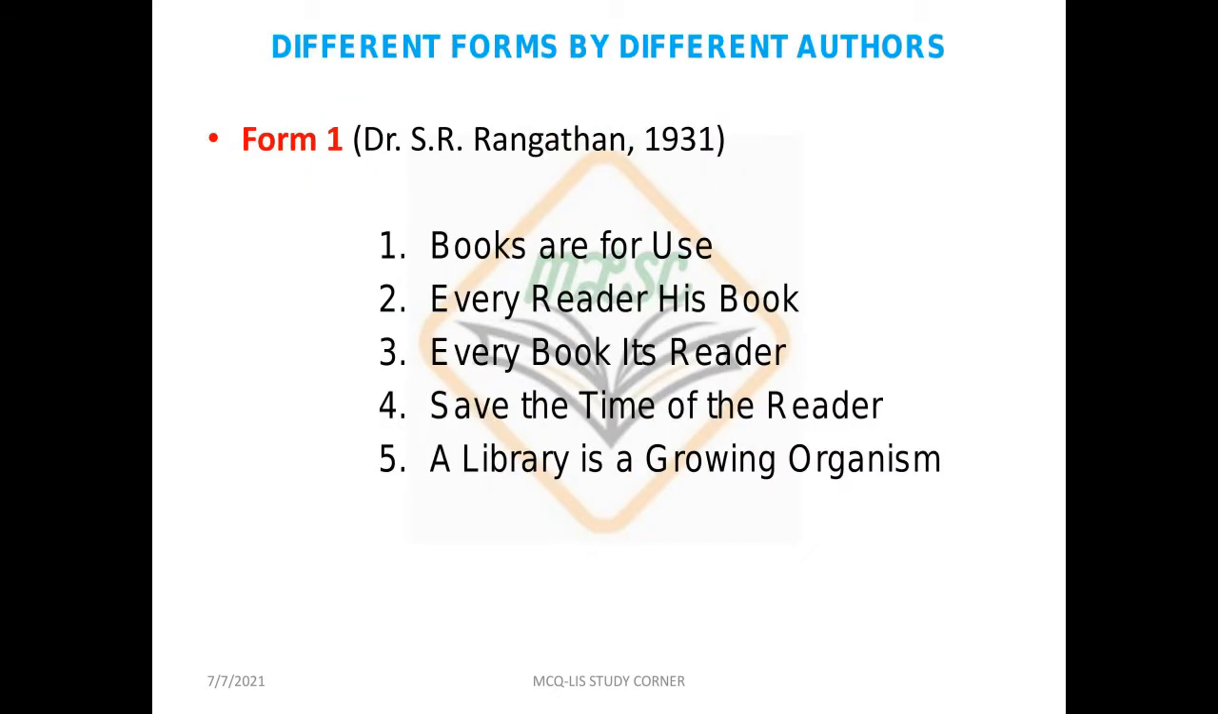Different forms by different authors. Form 1, Dr. S.R. Ranganathan, 1931. Books are for use. Every reader his book. Every book its reader. Save the time of the reader. Library is a growing organism.